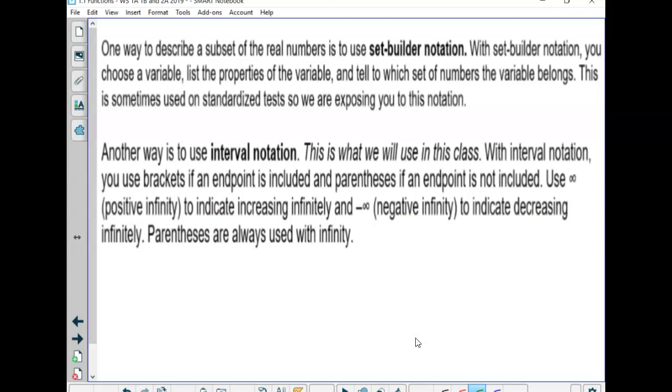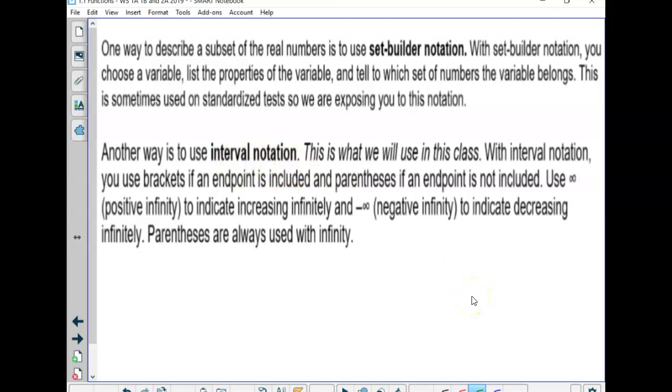Okay. What we're going to introduce here is the idea of interval notation and describing a set of numbers. Now, one way to describe a subset of real numbers is to use what's called set builder notation. We are not going to use that in this class, but it is on standardized tests, so I want you to see it, okay? You choose a variable, list the properties of the variable, and tell which set of numbers the variable belongs to. We're going to use interval notation.